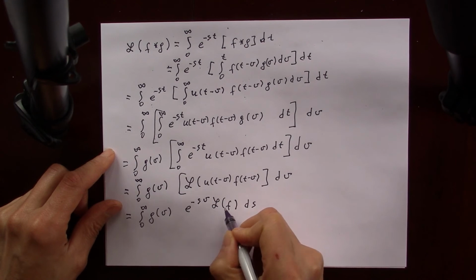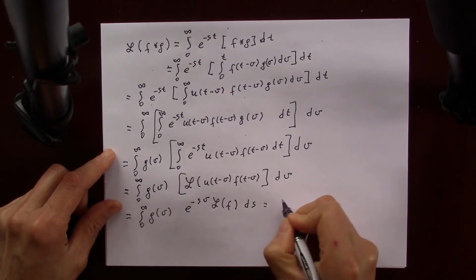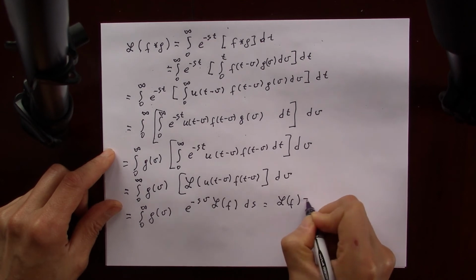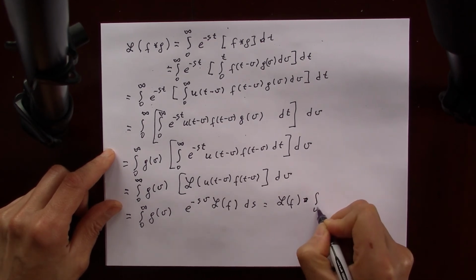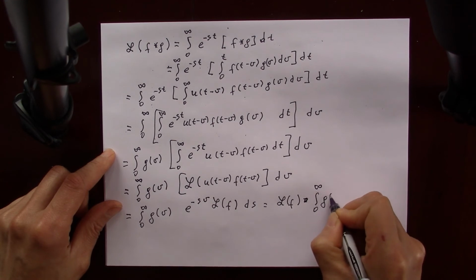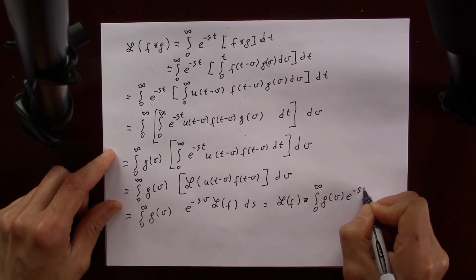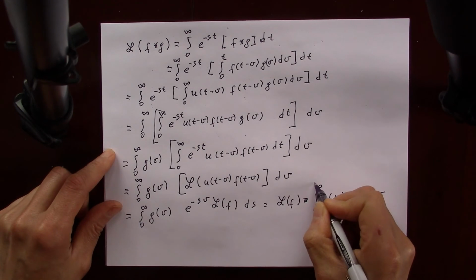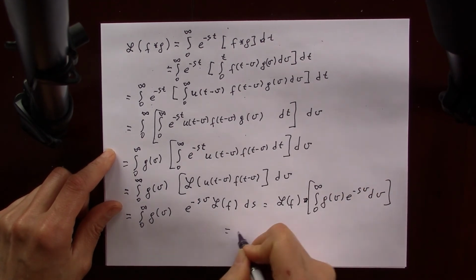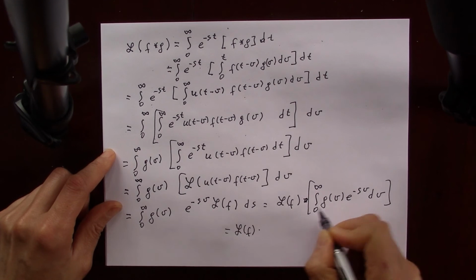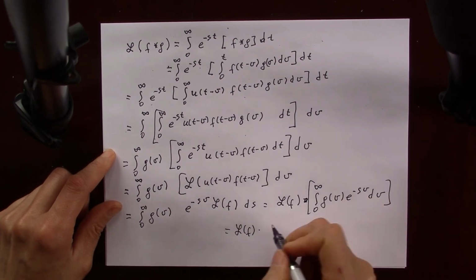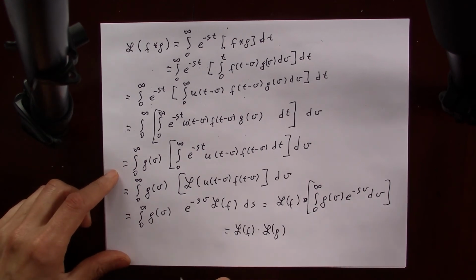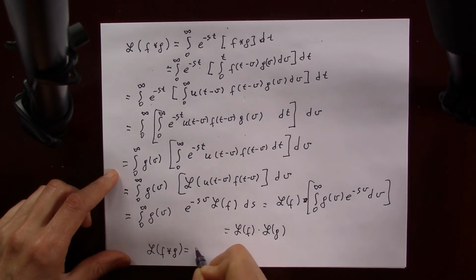Because that is a function of s, we can move it outside of our integral. Multiplied by integral 0 to infinity g of v e to the negative sv dv. Now that is Laplace transform of f times, and that expression is going to be Laplace transform of g. And that's exactly what we wanted to get. Laplace of convolution equals product of Laplace transforms.